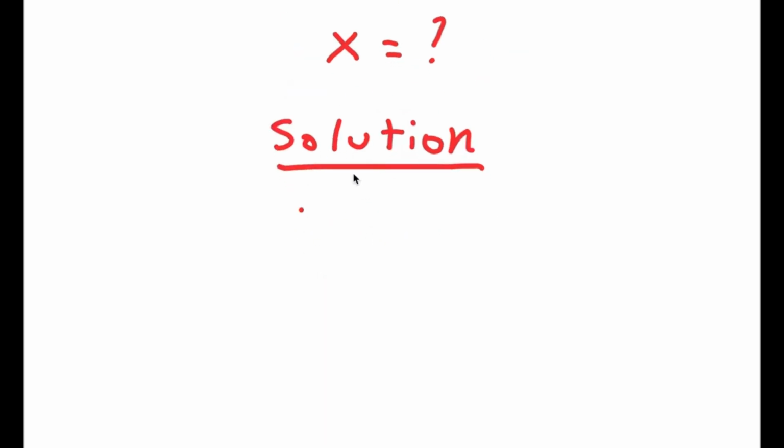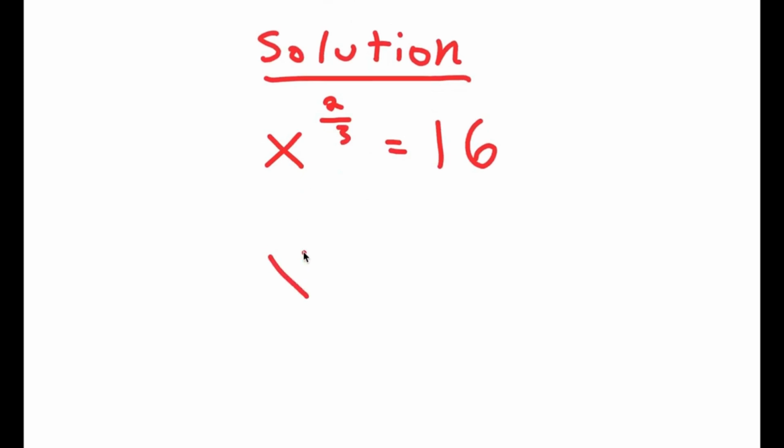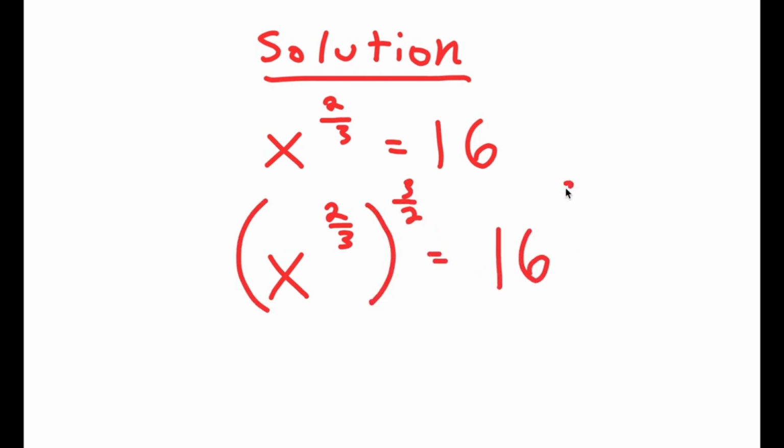I'm going to first start by rewriting my equation down here so I have more space. I have x to the power of 2 over 3 is equal to 16. And what I'm first going to do is take the power of 3 over 2 on both sides. So now I have x to the power of 2 over 3 to the power of 3 over 2 is equal to 16 to the power of 3 over 2.